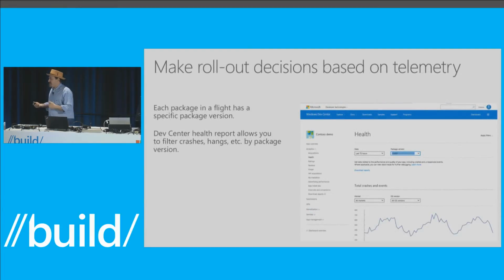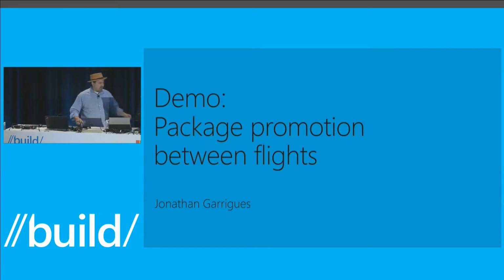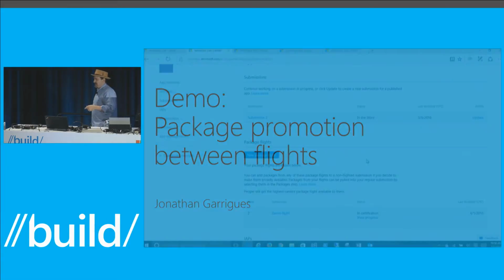Now, when your packages are in flights, Dev Center helps you determine how well they're doing. Every package in a flight has a specific version. And Dev Center exposes telemetry for each package version. So if I'm flighting version 3, and I'd like to know, is it doing well enough that I could give it to everyone, I can then look up version 3, say, yes, this health looks really great. I'm going to go ahead and promote it to a larger audience. So now I'll show you how to promote it using Dev Center.